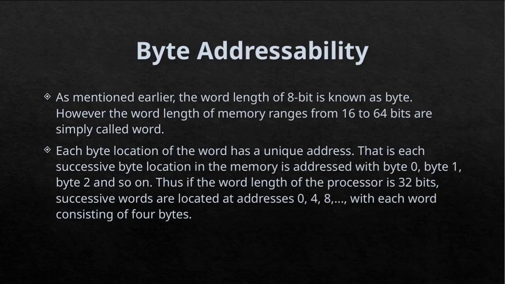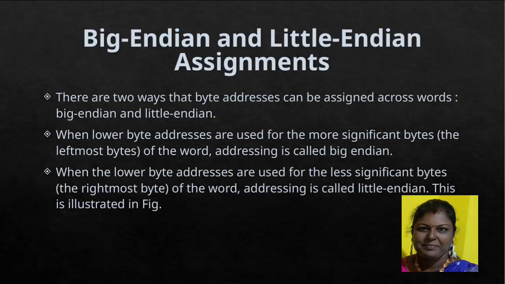Let's talk about how byte addresses get assigned across words. There are 2 main ways: big-endian and little-endian. In big-endian, the lower byte addresses hold the more significant bytes, the ones on the left side of the word. Little-endian flips this. The lower addresses store the less significant bytes, the ones on the right. This difference might seem small, but it's crucial for how computers interpret data in memory. The slide shows this clearly in the accompanying figure.